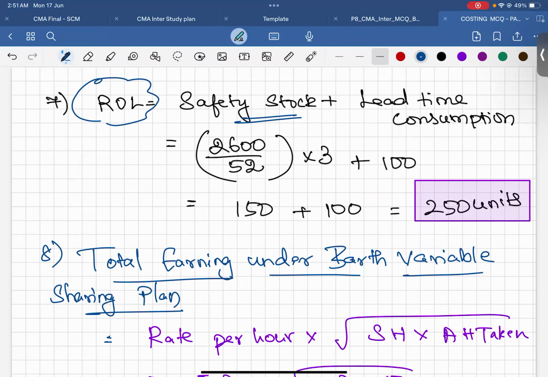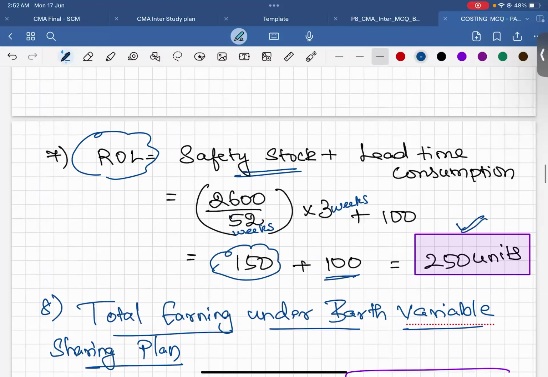Many of them are not aware of this formula, so kindly understand this. They have given 3 weeks. In 1 year we are having 52 weeks, so 2600 units divided by 52 weeks will give you 50 units. On that, 50 units you will multiply by 3 weeks, which will give you 150 units as lead time consumption. On that safety stock is 100 units, so it will totally become 250 units.